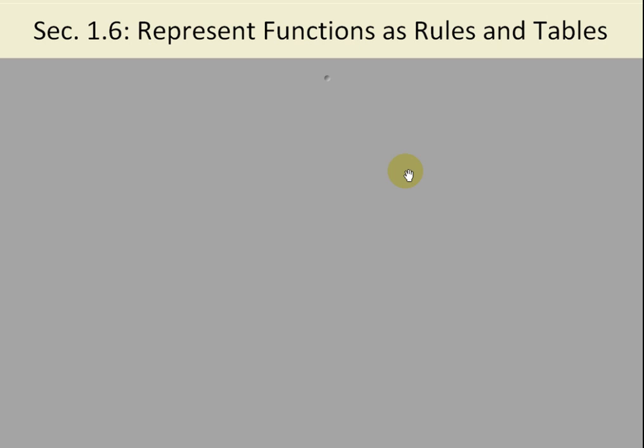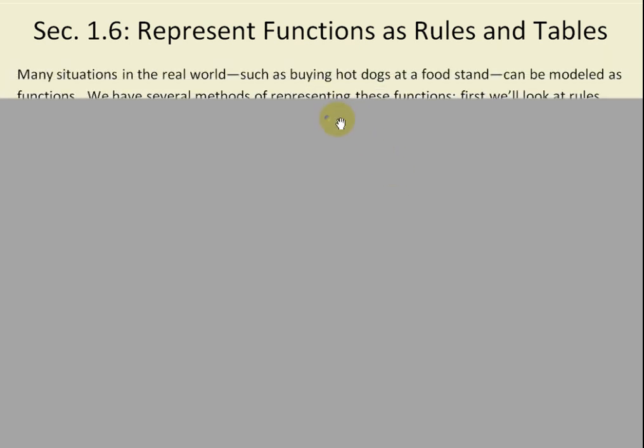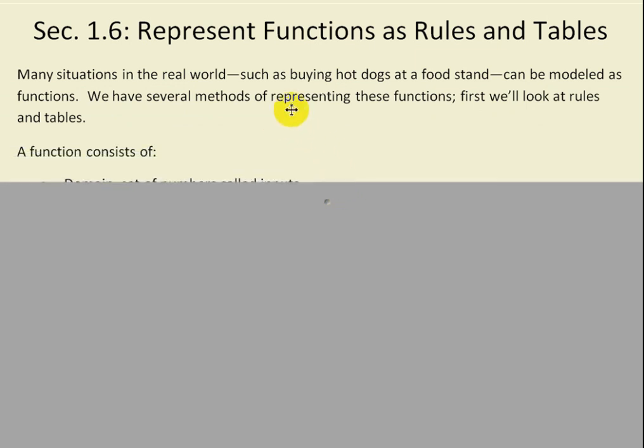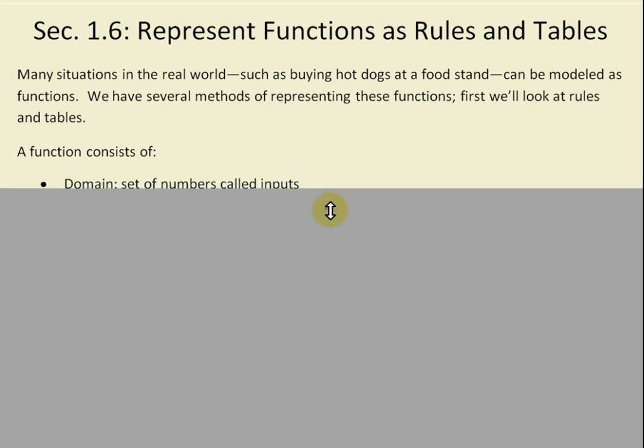In the last two sections of Chapter 1, we're going to be looking at functions. And in this section, 1.6, we're going to be representing those functions as rules and tables. And functions often can be used to model real-world situations, such as buying hot dogs at a food stand, which would be a relatively simple situation, but it can get more complex.